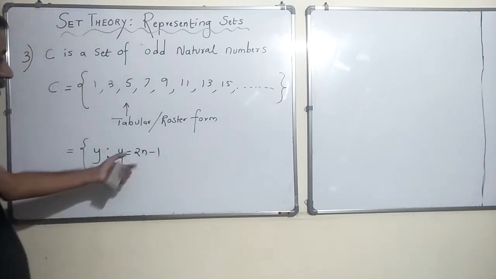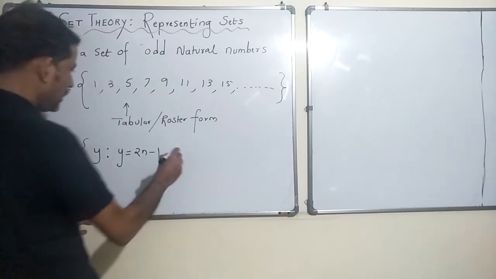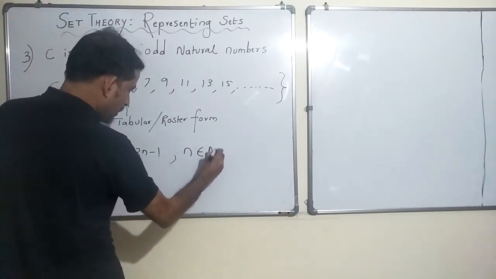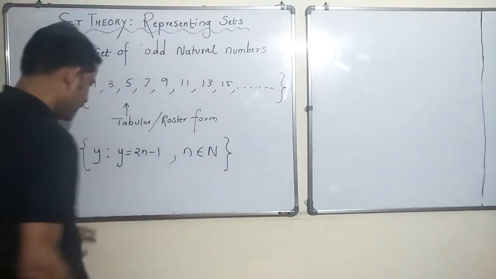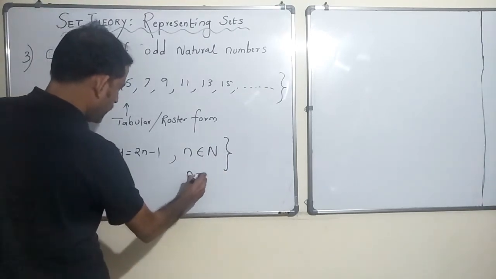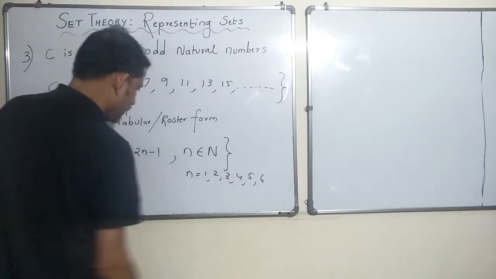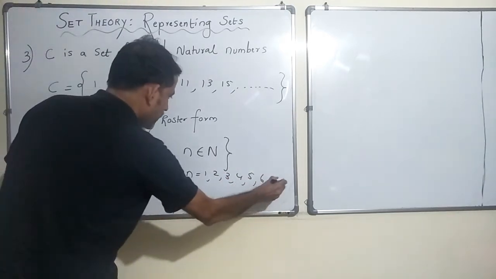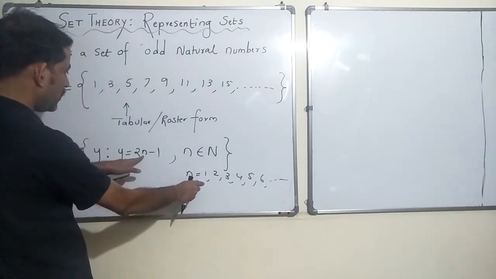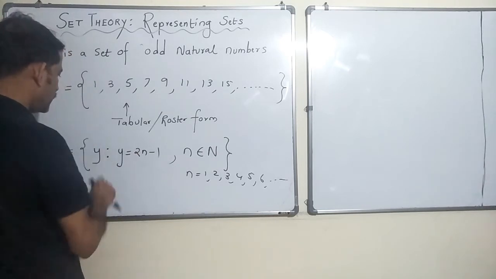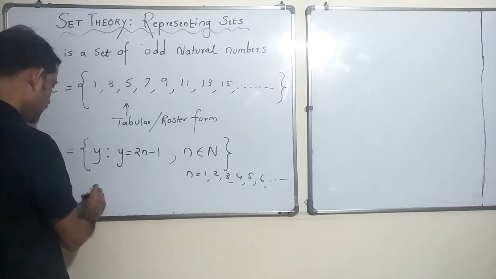Okay, because 2n minus 1 would always be odd. And n is a natural number. Let's see whether I am right or wrong here. n is a natural number, so n will be 1, 2, 3, 4, 5, 6 and so on. Let's try. If n is equal to 1, this becomes 2 minus 1, that is 1. So Y will be 1.